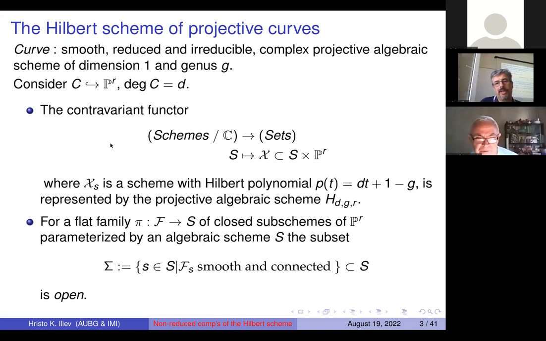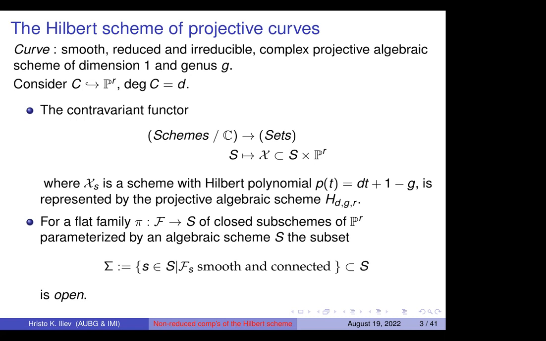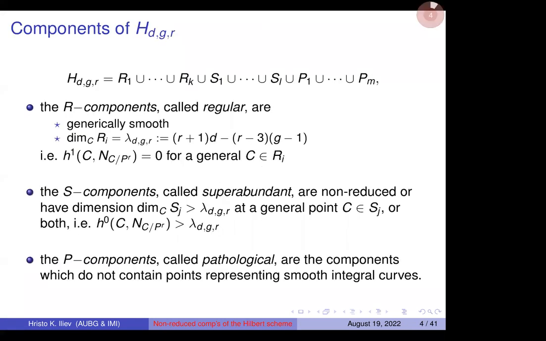I was asked recently about the construction of this object H_{d,g,r}, but this is a question that deserves a separate answer in the form of at least one lecture, and I practically have no chance of explaining what it is. So for this reason, I'm going to give just a brief description of the properties of H_{d,g,r}.